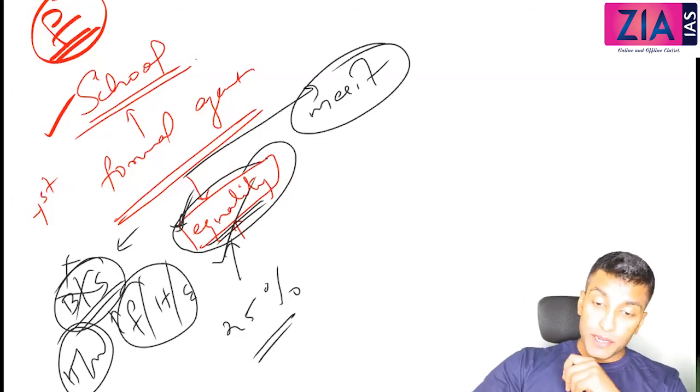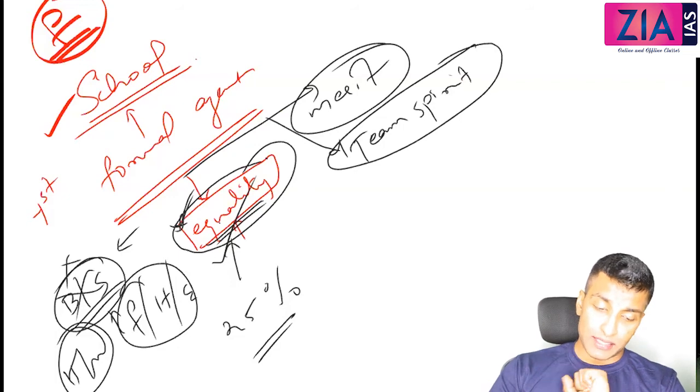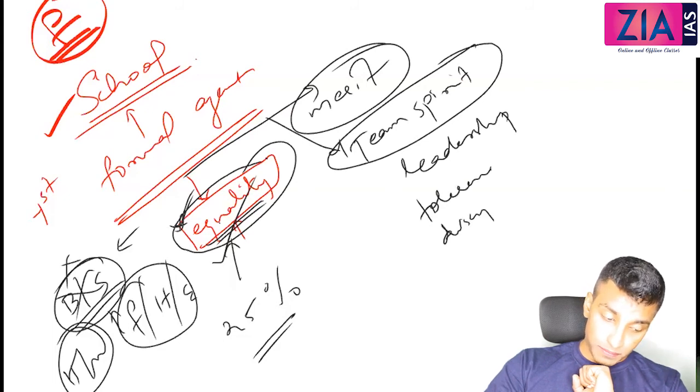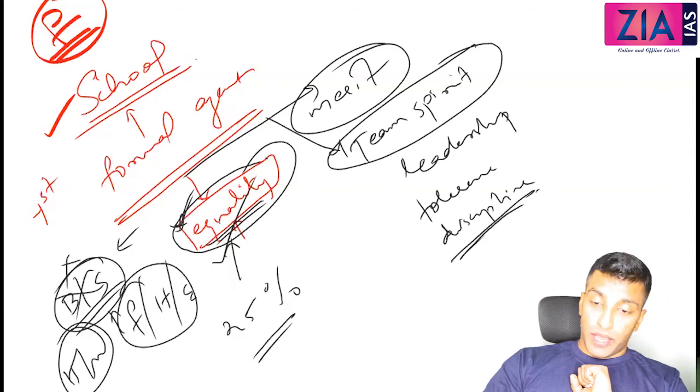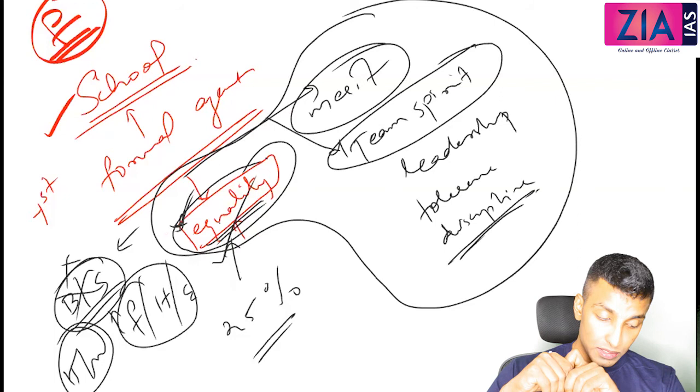Merit, second one, important. Okay, team spirit: you start playing games in teams, so team spirit. Leadership to an extent, okay, leadership, tolerance, discipline. Okay, so these are the main values which come from the school.